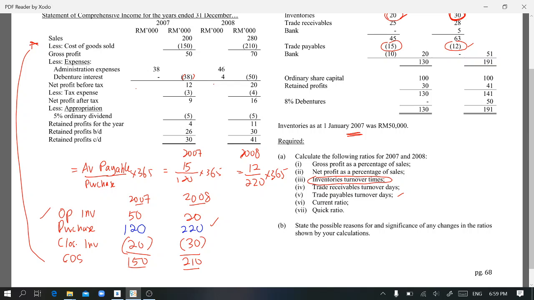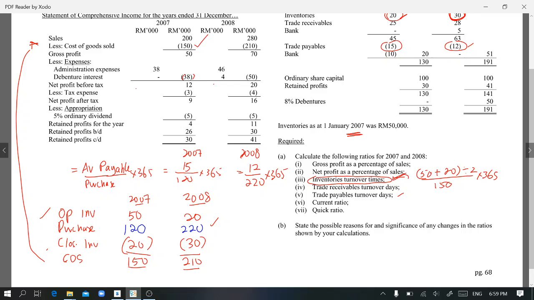You take your opening and closing, so 50 plus closing of 20 divide by 2, average, divide by cost of sales. Cost of sales you can take from here, 150 times 365. This is inventory turnover in days, but they want in times, and then you just switch over only.